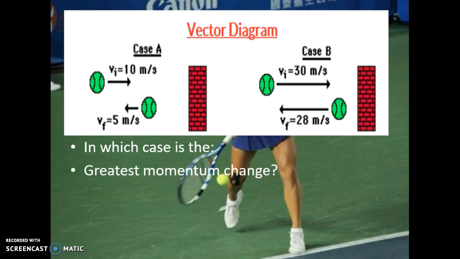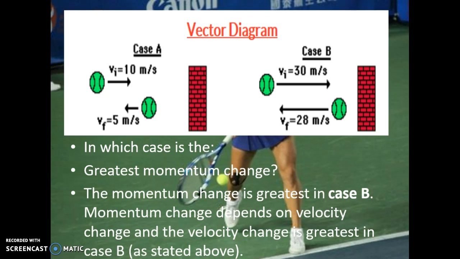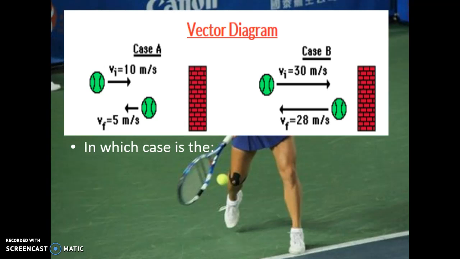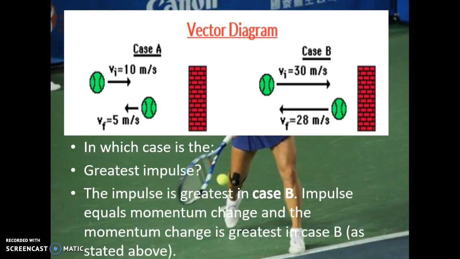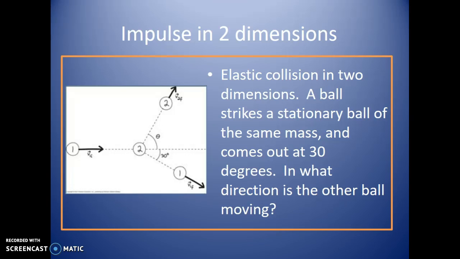Which case is the greatest momentum change? Again, you might want to pause. Same question, just about momentum this time. And again, it is B. Momentum change depends on velocity change, which is greatest. And so therefore, in which case is the greatest impulse? Again, that would be B, because the impulse equals the change in momentum, and the momentum change is the greatest in B.